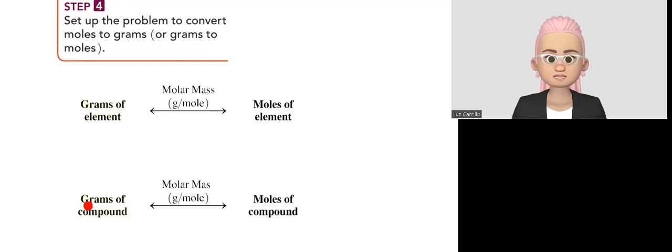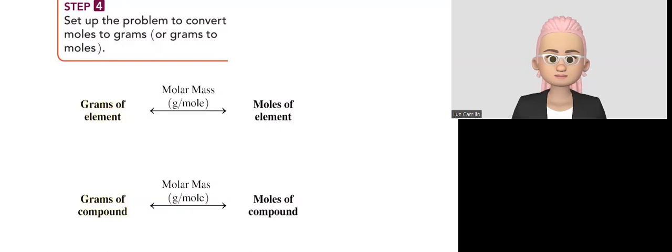If we are given grams of a compound, like the example that we're about to do, you have to calculate the molar mass for that compound, and then you are going to be able to convert to moles of a compound. As you can see, this is not only in one direction, you can go from grams to moles and vice versa, from moles to grams.